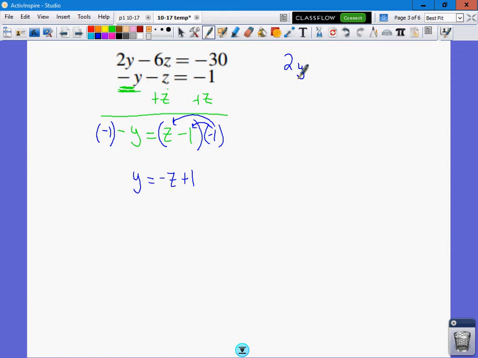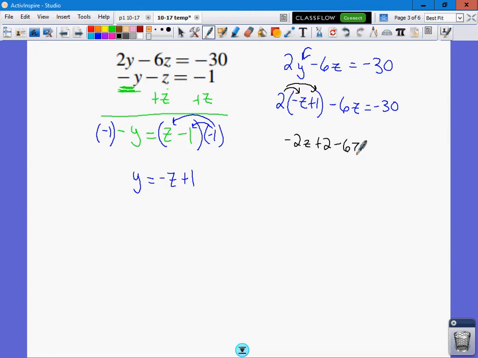I'm going to go to the first equation that I hadn't done anything with yet. And now in place of this y, what am I going to put there? So I have 2 parentheses, negative z plus 1 minus 6z equals negative 30. What do I have to do with that 2? It has to be distributed through the parentheses. Negative 2z plus 2 minus 6z equals negative 30.